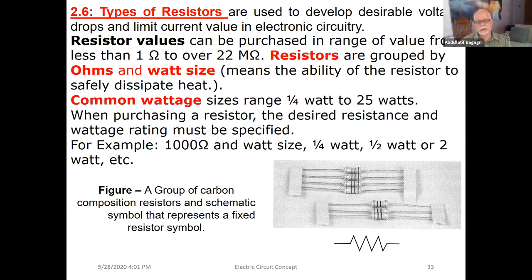Common watt sizes range from 1/4 watt to 25 watts or 1,000 watts. When purchasing a resistor, the desired resistance and watt rating must be specified, as I mentioned earlier. For example, 1,000 ohm and watt size 1/4 watt, 1/2 watt or 2 watts and so on.